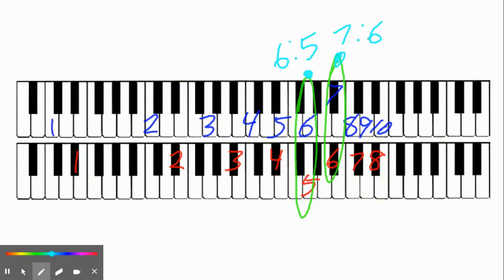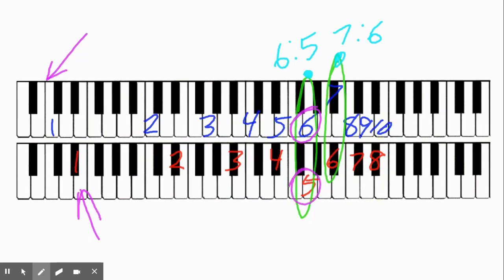I hope this gives you a better understanding of coincident partials and how we name them with their ratios. The ratio is basically how many parts from the lower number compared to how many parts from the upper number. So 6 parts of the lower number to 5 parts of the upper number, the divisions of the string.